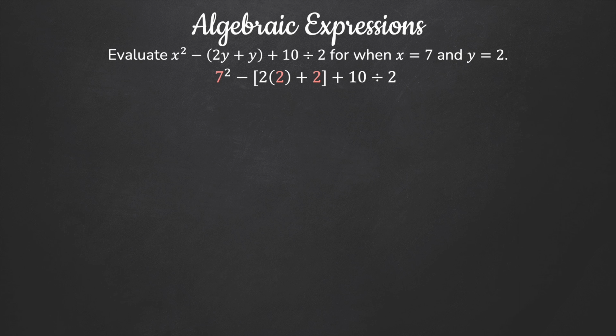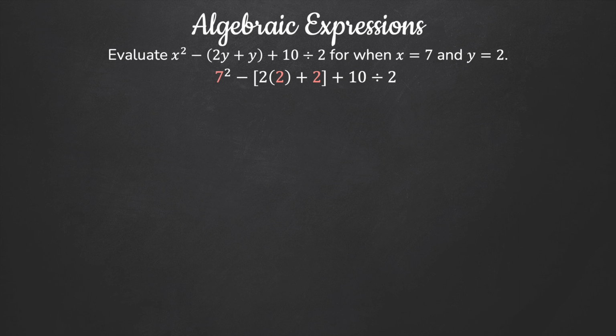So I rewrote this expression with our known values. So we have 7 squared minus, I changed the parentheses to brackets so it doesn't get confusing with the parentheses on the inside that we're going to work with first. So inside our brackets, we have 2 times 2 plus 2. And then after our brackets, we have plus 10 divided by 2. So we're going to go ahead and use order of operations to help us evaluate this expression.